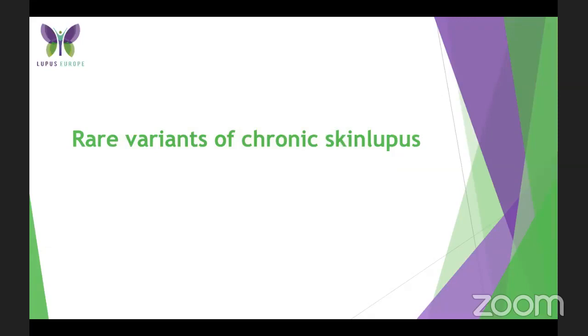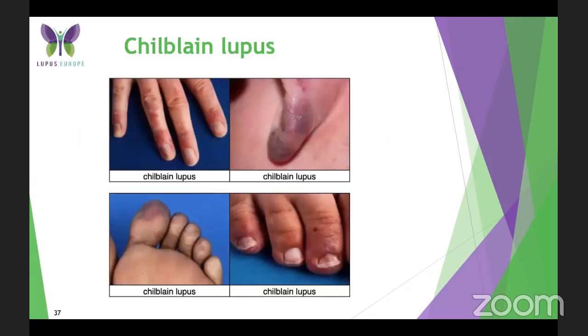But there are also rare variants of chronic lupus. Next slide, please. One of these variants is, for example, chilblain lupus, which means that people develop their skin findings on their fingers, on their toes, or even on the nose or ears. Next slide, please.